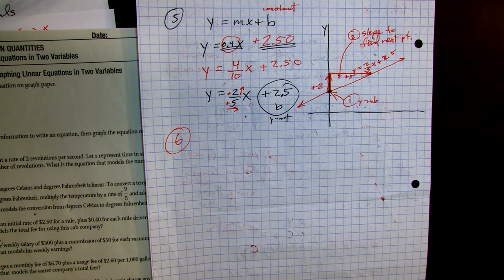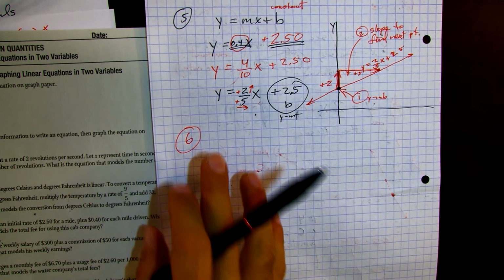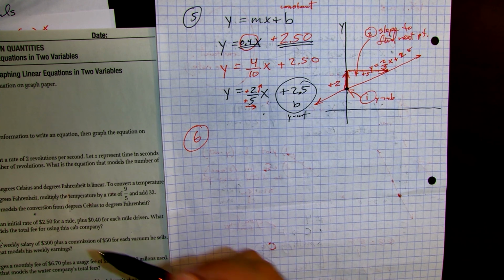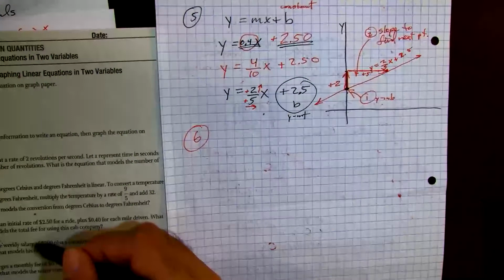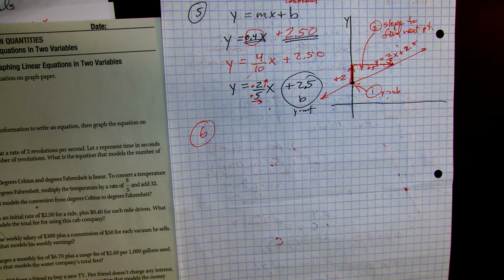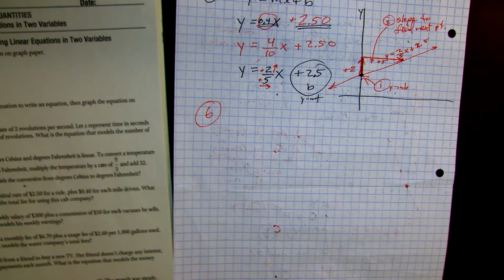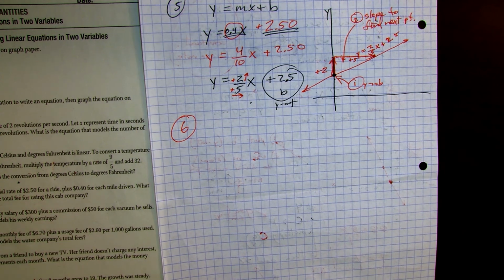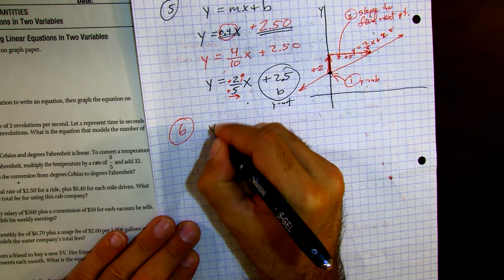All right, number 6. Matthew receives a base weekly pay of $300. So what does that mean? What does it mean to get a base pay of $300? That means that's what you're going to get after a week's work. You get a base pay of $300 plus a commission of $50 for each vacuum he sells. So the variable there is connected to the $50 for each vacuum, because I could sell 10, I could sell 2, I could sell 1. And this is our base, so that is our constant. $300 is going to be our constant. The commission is $50 per vacuum I sell.